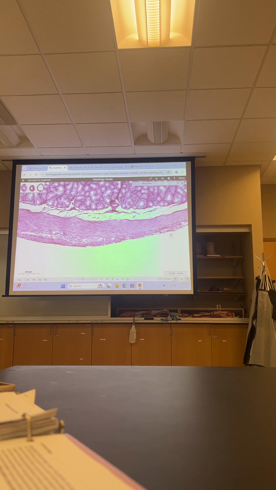And then the villi is also the mucosa region? The villi are part of the mucosa, yes. Are goblet cells only found in the mucosa? Yes, they're only found in the epithelial tissue.